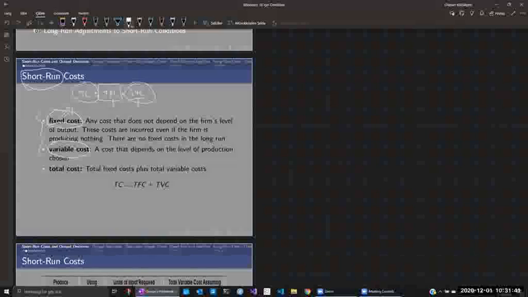But in the short term, once you make this decision, then you cannot change your decision regarding the rents.